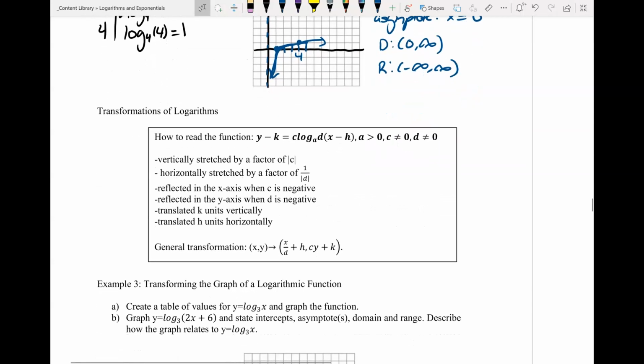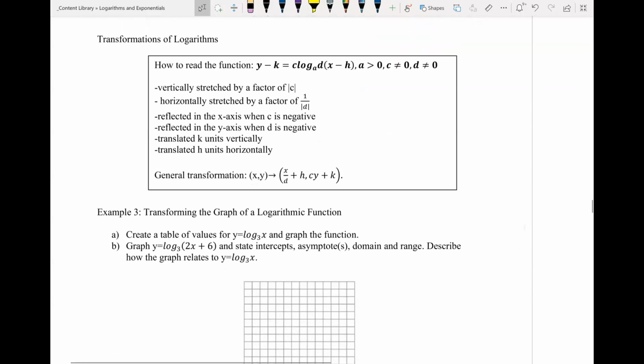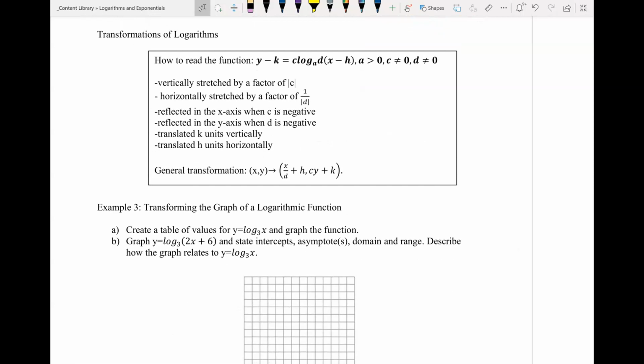Now we're going to look at transformation of logarithms. We are going to follow the same rules we've used from Unit 3 when we learned about transformation of functions. So I'm just going to recap all of that. So the c in front of your log, that's going to be the vertical stretch of a factor of c. This d on the inside of the log that's attached to the x describes the horizontal stretch of a factor of 1 over d.